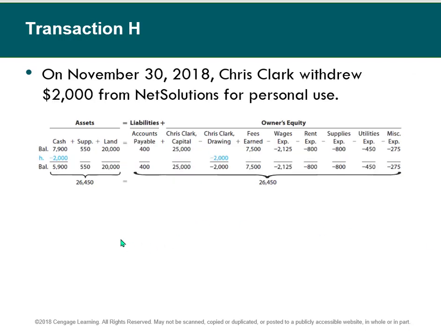Now on November 30th, they withdrew $2,000 for personal use, so I'm going to take $2,000 out of cash, and I'm going to increase his drawing account by $2,000. Now that drawing account is a negative number, so that's why it appears like a negative $2,000. Okay, it subtracts from the total owner's equity.